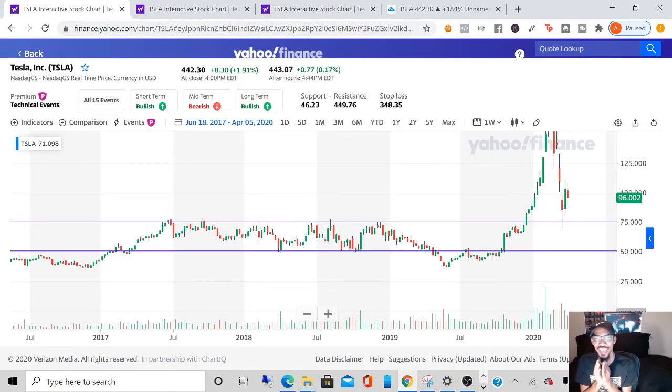Okay, so this is an actual stock. By the way, this is Tesla. It's a popular stock, so I thought I might go over it.